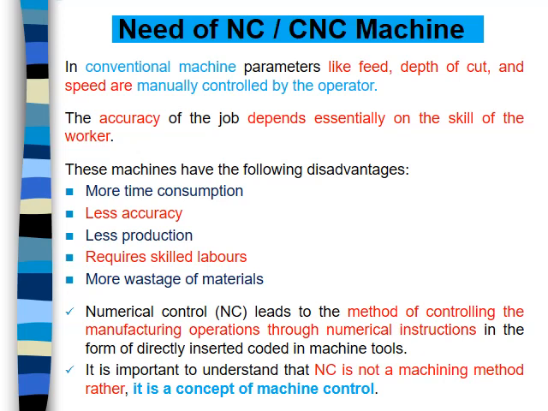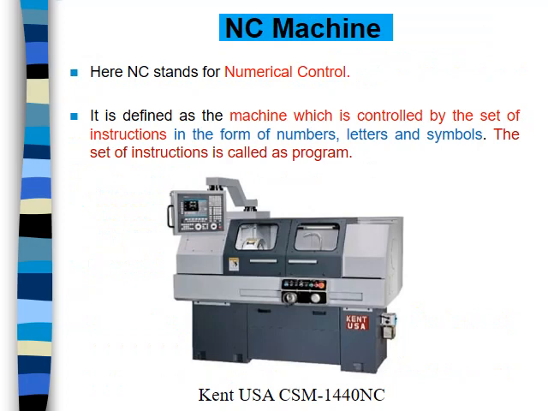It is a method of controlling the manufacturing operations through numerical instructions in the form of directly inserted code in the machine tools. It is important to understand that NC is not a machining method, rather it is a concept of machine control. So what is an NC machine? Here NC stands for numeric control and is defined as a machine which is controlled by a set of instructions in the form of numbers, letters and symbols. The set of instructions is called a program.